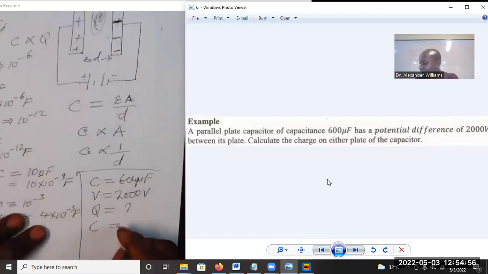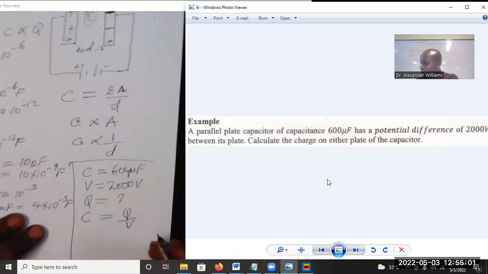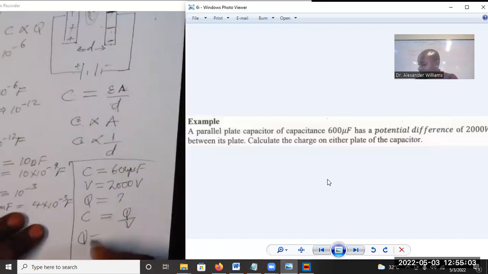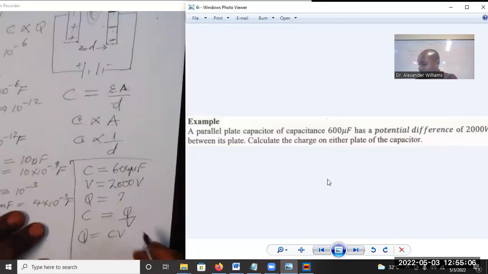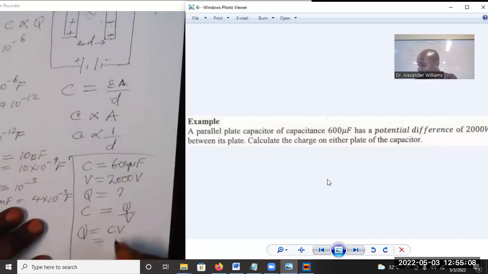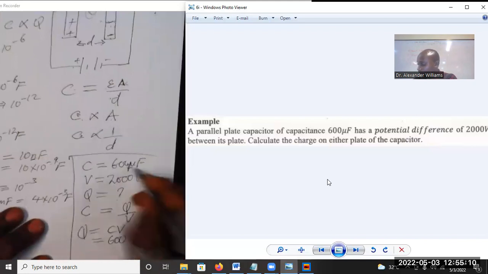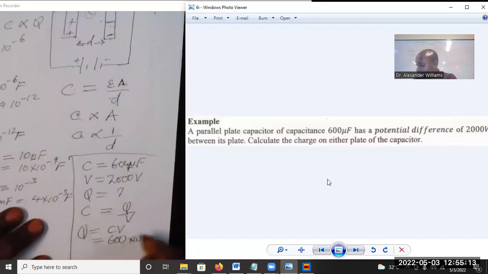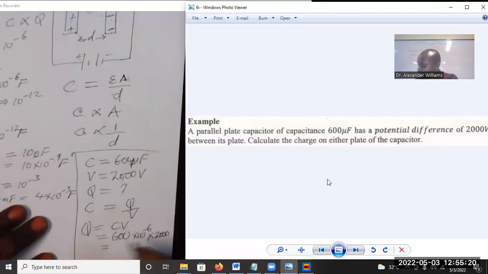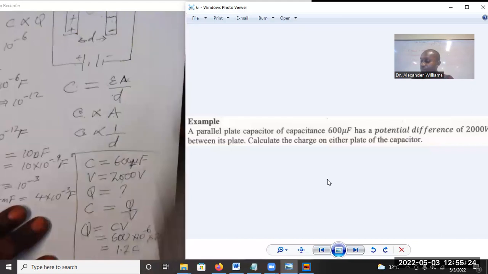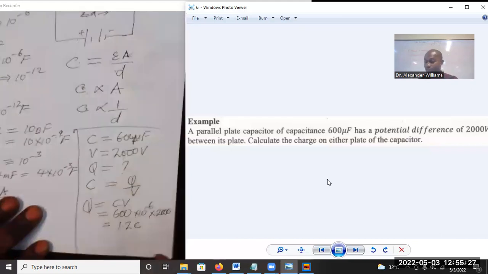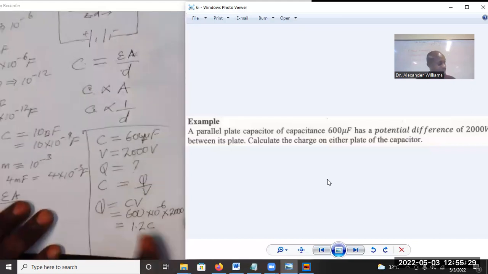Capacitance is the ratio of the charge to the voltage between the plates. Since we are looking for the charge, it becomes capacitance multiplied by the voltage. That is 600, remember, this is micro, so 10 raised to the power minus 6, times 2000 volts. When you do that, that will give us 1.2 coulomb. The unit of charge is the coulomb, 1.2 coulomb.